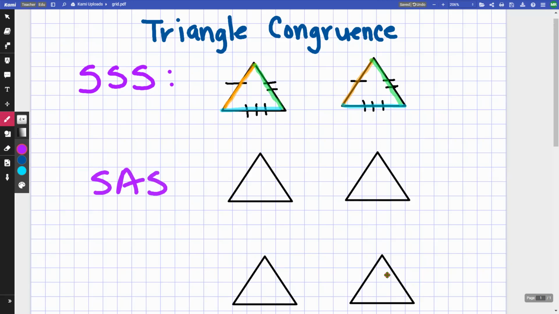Side, angle, side. In this case, I have a side and a side, and I have an angle in between. So let's say this angle is congruent to this angle, and then I have another side. So I have two sides with the angle in between. This side and this side correspond. This side and this side correspond. And I have this angle here with this angle here, that angle here with that angle here. And that is side angle side.